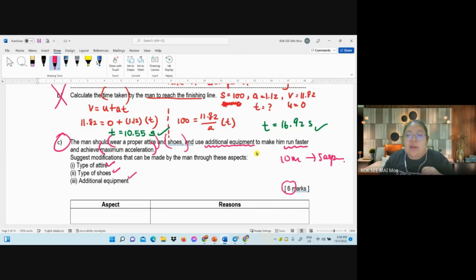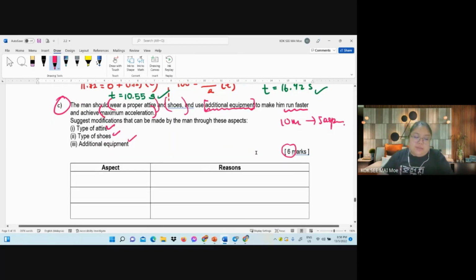Then after that, you need to add the additional equipment, how to make the athlete run faster, and also the acceleration is very high. So this one is the equipment you need to add during the running. Okay, so from here, the first one, we go and see the aspect.